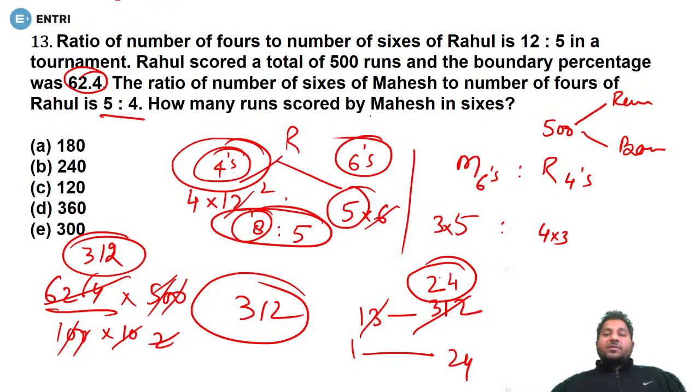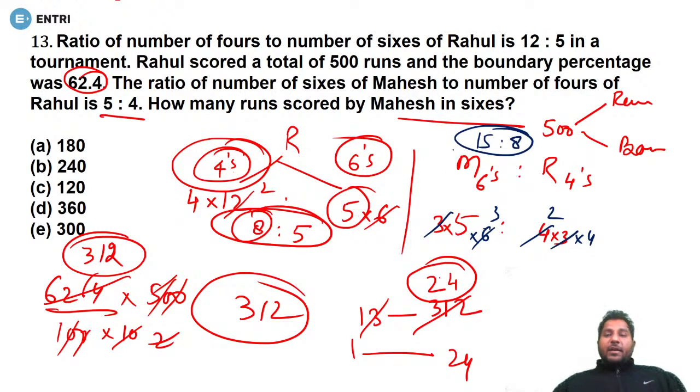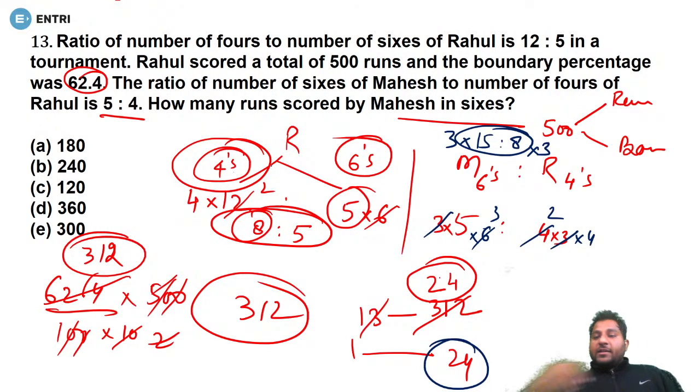Now how many runs were scored by Mahesh in sixes? So let's multiply to get the final answer. Here 3 will be eliminated, here 2, here 3. That means 15:8. Okay, now we have got 15:8. So this has to be multiplied with 3. That means 21 ratio equals 24. That means we have to multiply to get the final answer.